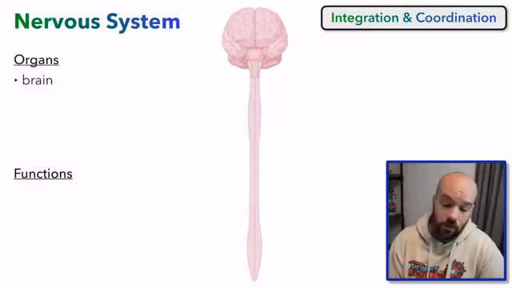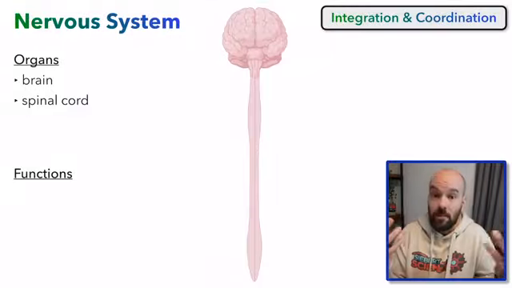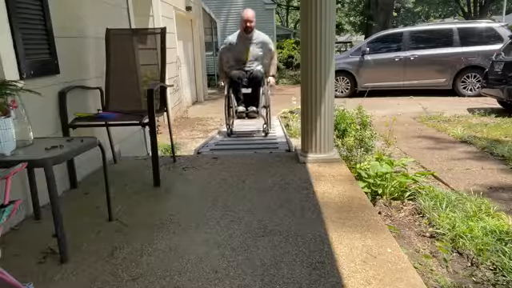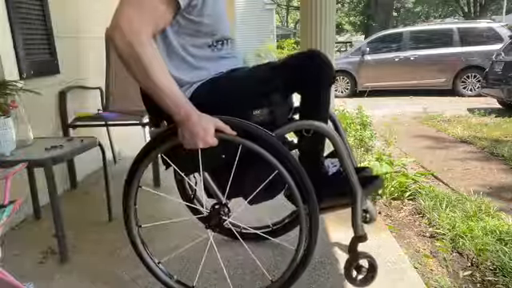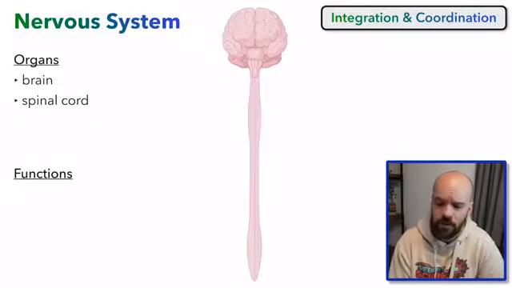Extending down from the brain, of course, we've got the spinal cord. I personally have a spinal cord injury. I use a wheelchair, if you didn't know that, because of a spinal cord injury. So I really love the nervous system. It's a really fascinating one for me. So we've got the spinal cord there.